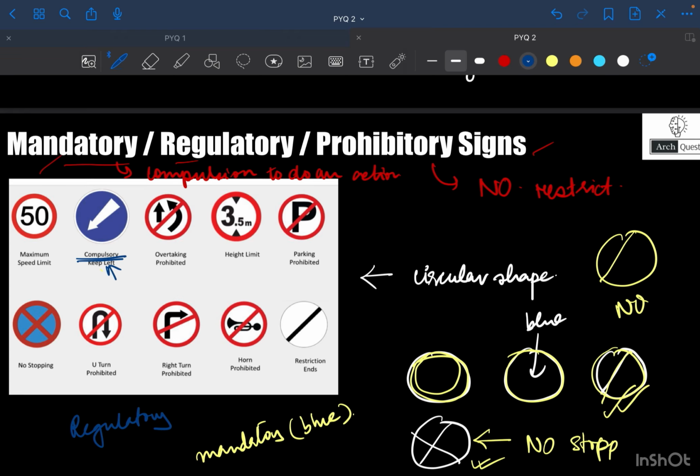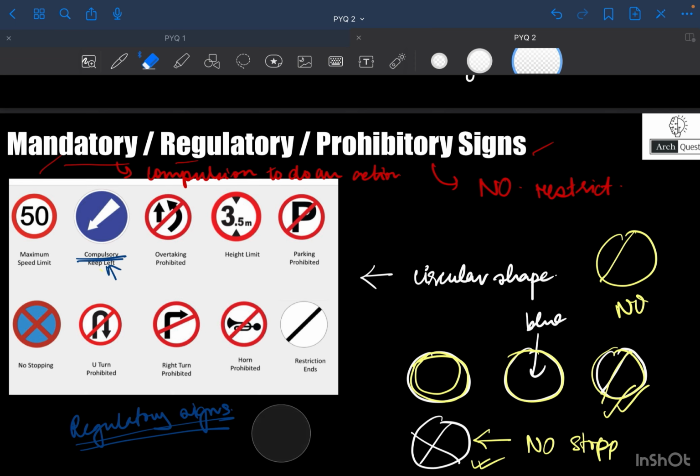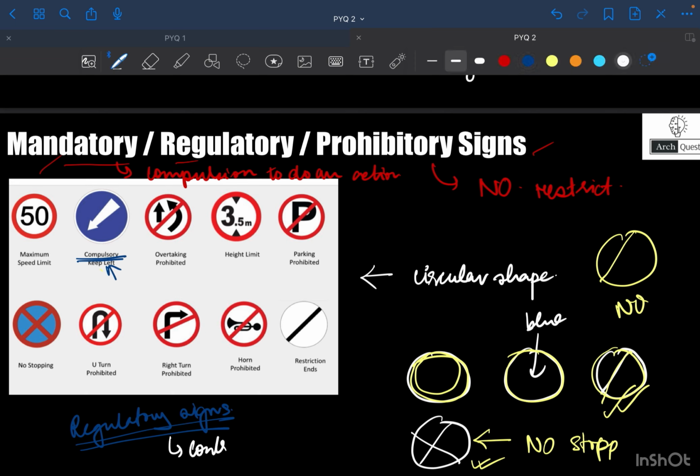ठीक है, रेगुलेटरी साइंस. अब इसका ओवरऑल ऑब्जेक्टिव क्या है? To control the traffic as per law. Got it?